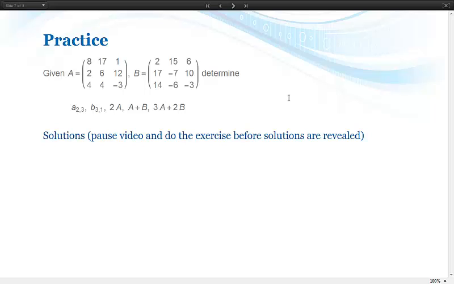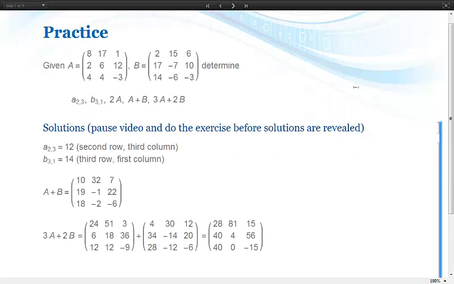Okay, hopefully you did that. You paused the video and worked these out for yourself. Let's look at the solutions. So the first element asked for was A23. That's the element in row 2, column 3 of the matrix A. Row 2, column 3 is a 12, so A23 is a 12. The next entry asked for was B31. That's the element in row 3, column 1 of the matrix B, so that's 14.